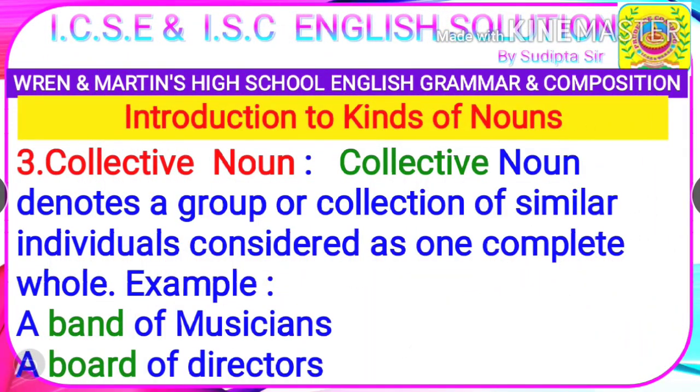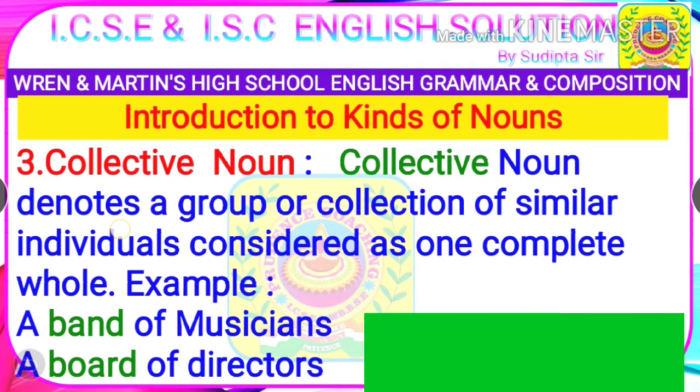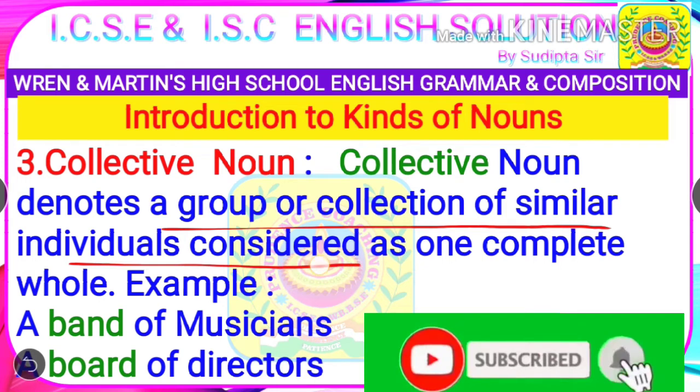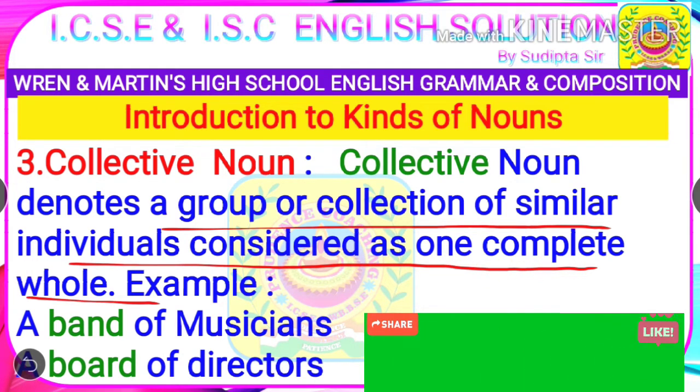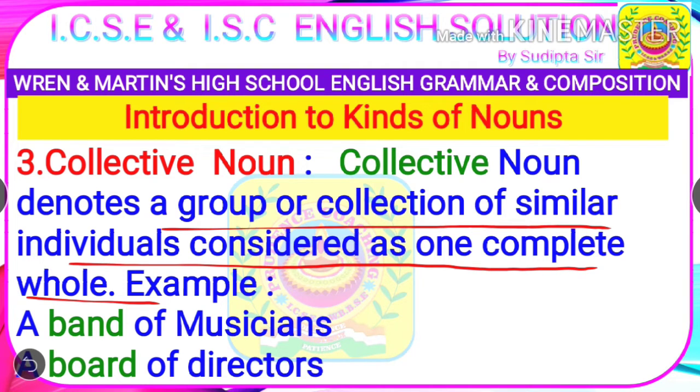The next one tells about the collective noun. A collective noun denotes a group or collection of similar individuals considered as one complete whole. That means a single community is being referred to with a particular word which identifies it as one unit. In the next sentences, there are examples. A band of musicians. When I say a band of musicians, it refers to a group of musicians. So here the word band is a collective noun.